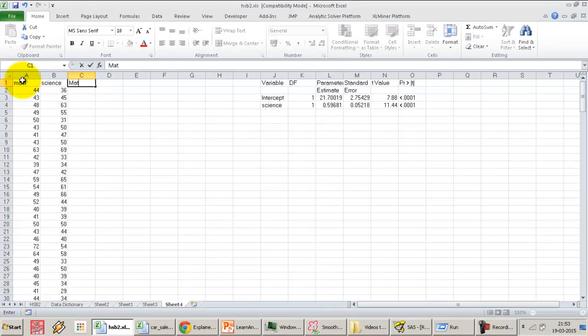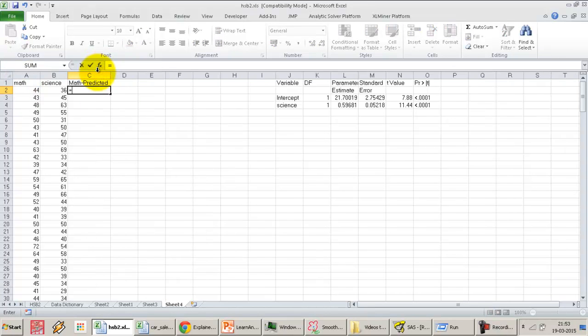I will create a variable, math predicted. So math predicted is going to be the intercept, so let's use the locking formation, plus 0.59, again locked, times the value of science for that student, and there we get the predicted math score. Predicted is 43, actual is 44, not bad.